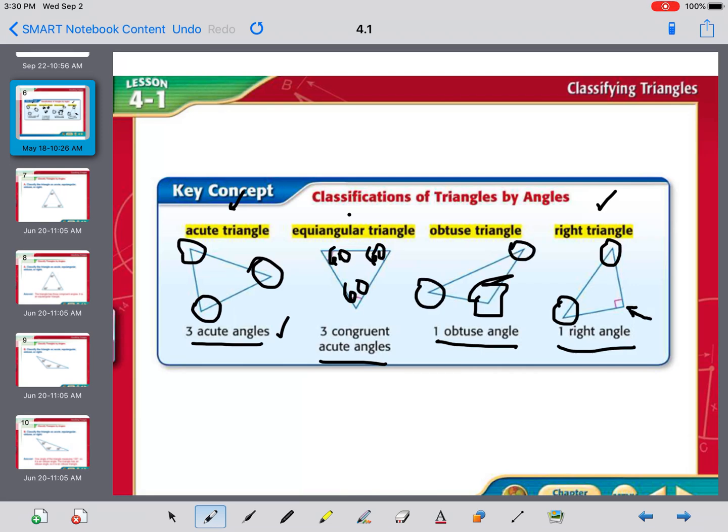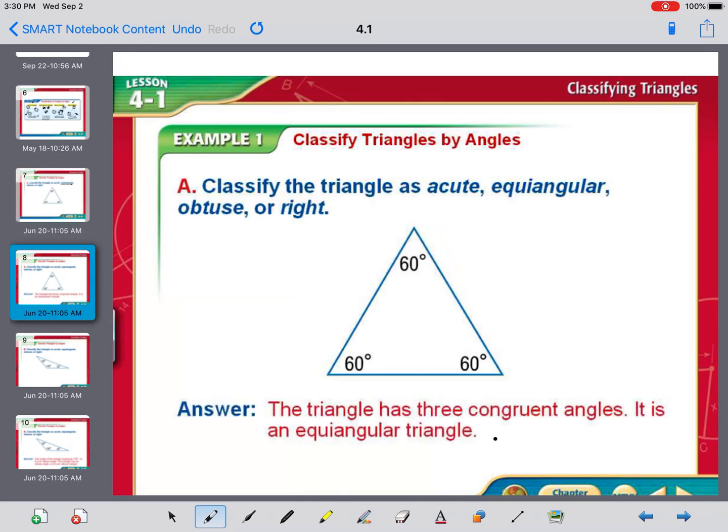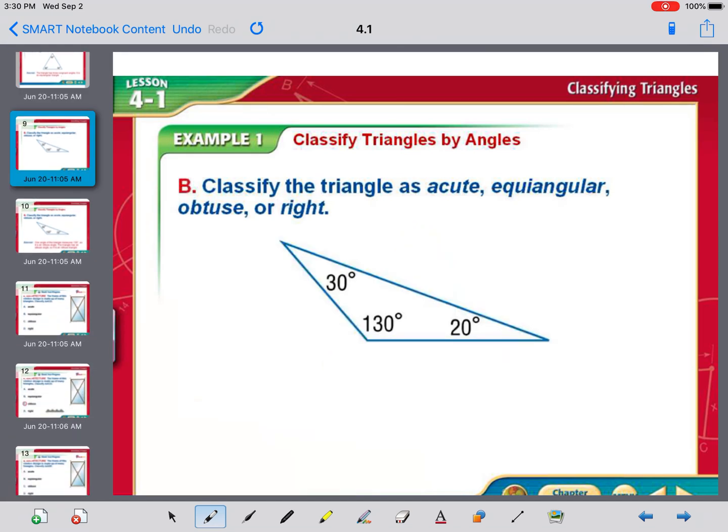And then we have this other one, the obtuse triangle. Obtuse means there's one angle right here that is bigger than 90, because that's what obtuse is. Turns out the other two are acute, but we don't call it acute. That's reserved for this one. It has all three angles acute, less than 90. So it says classify as acute, equiangular, obtuse, or right. Well, I hope you can see that it is acute technically, but it is more specifically equiangular.